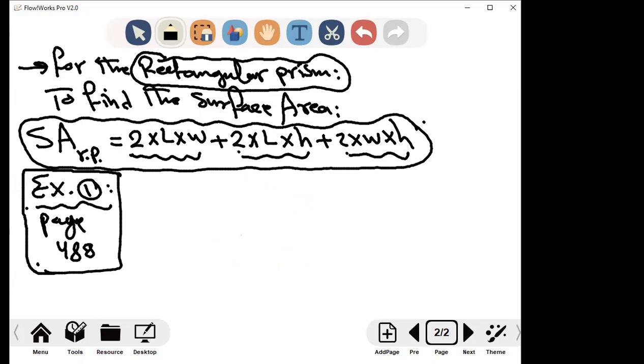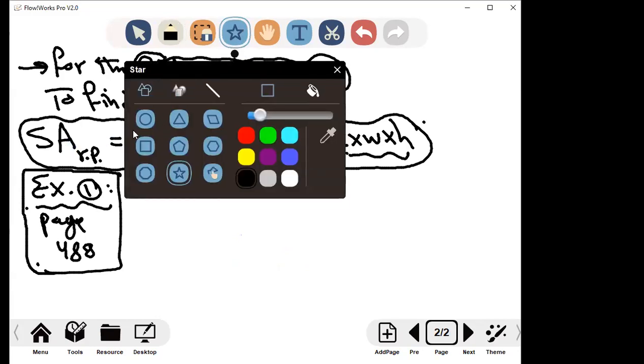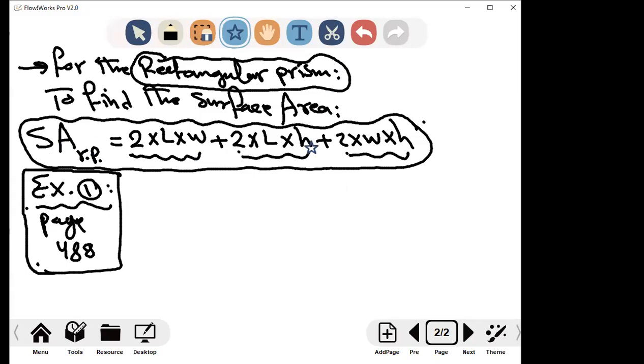Okay, Mr. Omar. I don't understand why we should make this formula, for what? You don't understand what this formula is for? No, I understand it for the rectangular prism, but why we should make it, for what? Can you read in English? Yes, read with me. For the rectangular prism to find the surface area. Yes, this formula is to find the surface area.